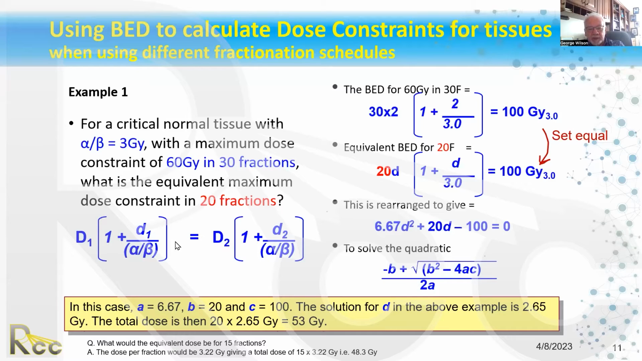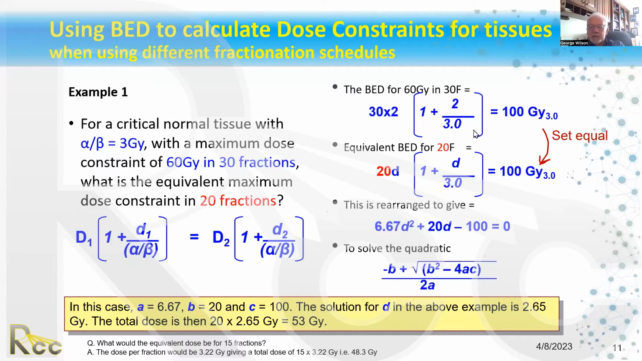And so again, this would be the simple formula. We have D1, which would be the 60 gray in 30 fractions, and now we're going to calculate what little d2 is here. So first of all, we would calculate what is the BED for this standard fractionation. So simply, it would be 30 times 2 gray times 1 plus 2 gray per fraction divided by the alpha beta ratio. And so we now get this, that it's 100 gray 3.